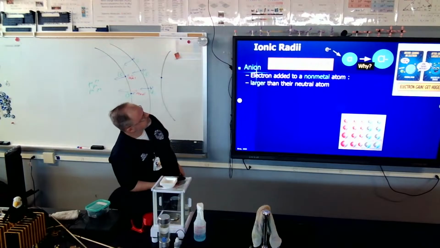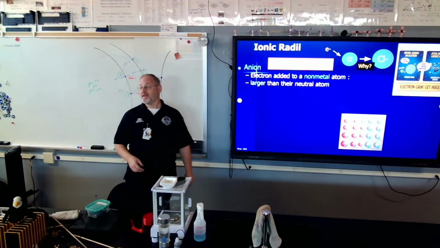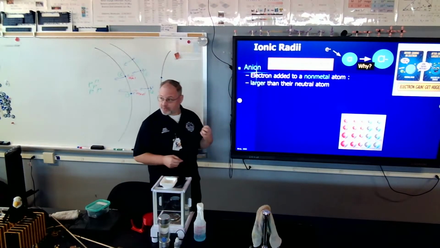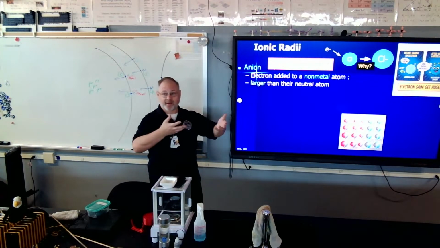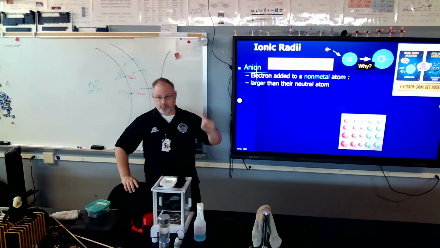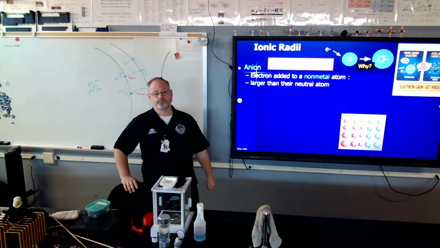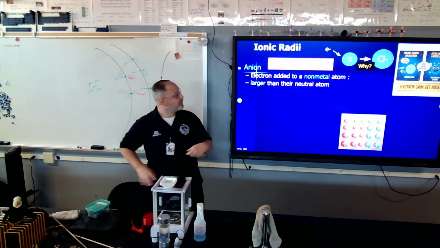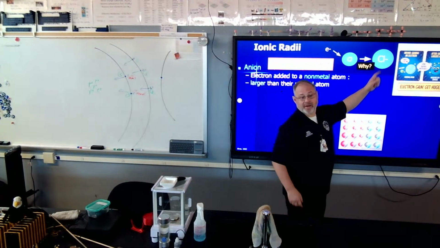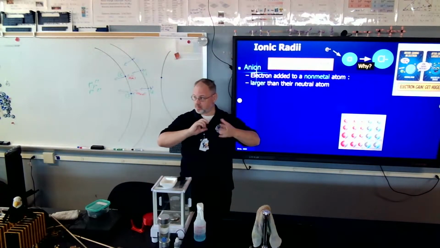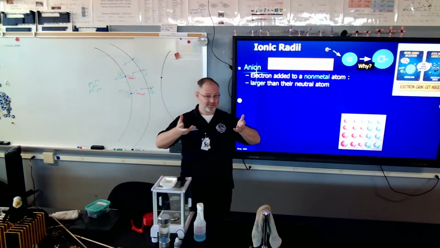Why is that? So what was the question? Why is it that an anion, which is a negative ion, which has gained an electron, why are anions always larger than their neutral atom? Because they're negative. They're adding a more negative, and what do negatives do? They repel. So by adding another electron to the cloud, that cloud expands because the electrons are repelling each other.